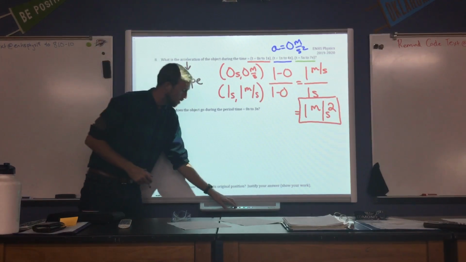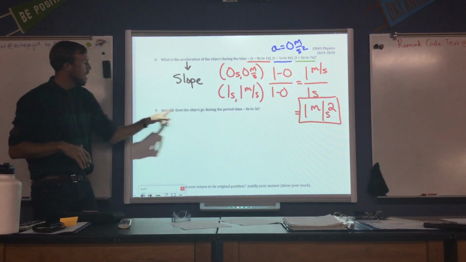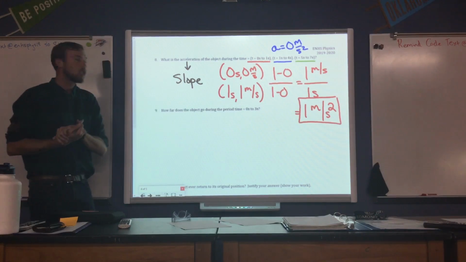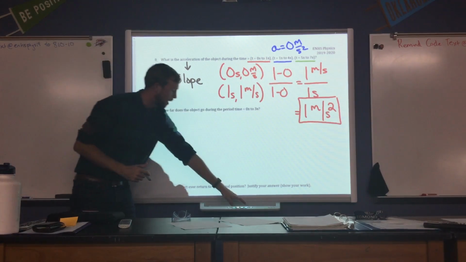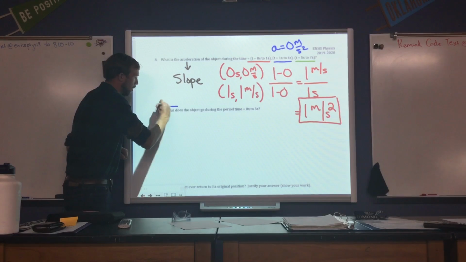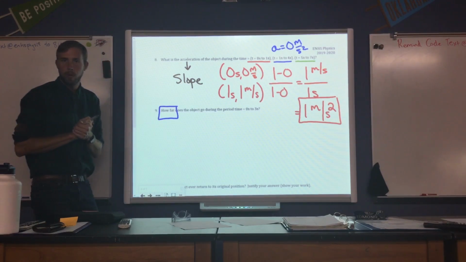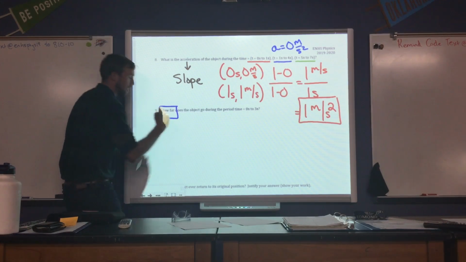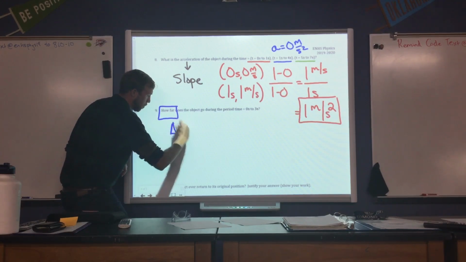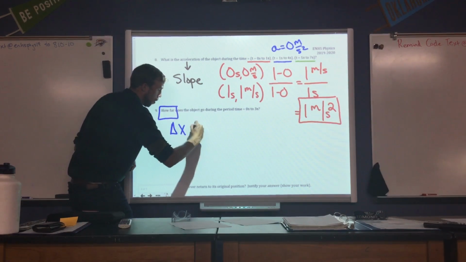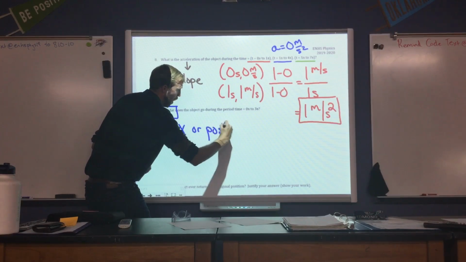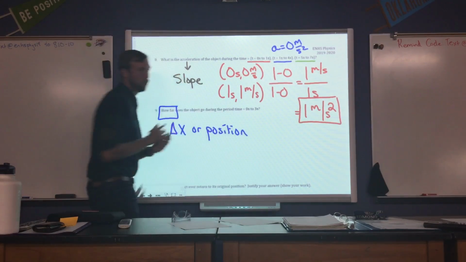Number 9, the last question we'll cover in this video, says, how far does the object go during the time period 0 to 3 seconds? So we are asked for how far our object is going to move. That's really asking us something about our displacement, our delta x, or position. Right? Where are we located? How far are we moving?